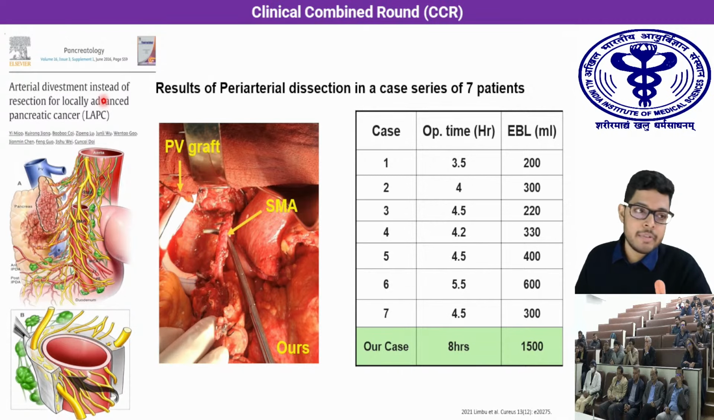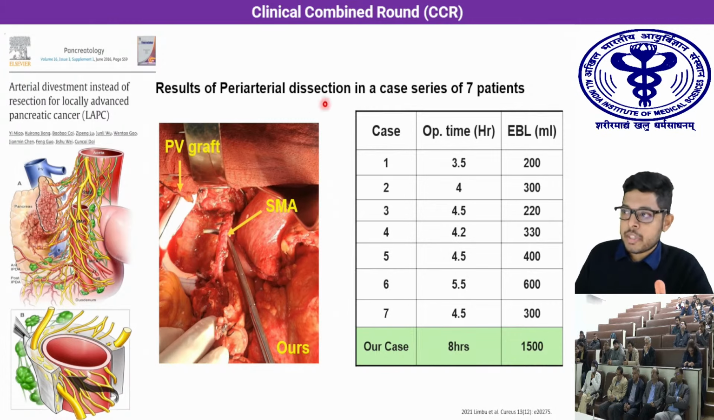So in periarterial divestment, instead of resecting and reconstructing the artery, whose result is not very good, we only clear the neurolymphatic tissue around the superior mesenteric artery. This is our picture again, which shows that all 360 degrees around the SMA, the tissue has been cleared. Already the bypass graft has been put inside.